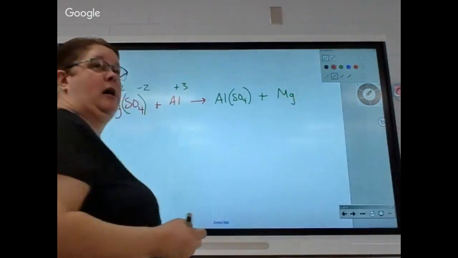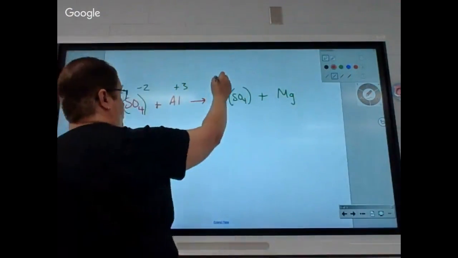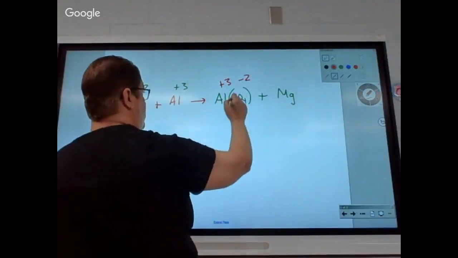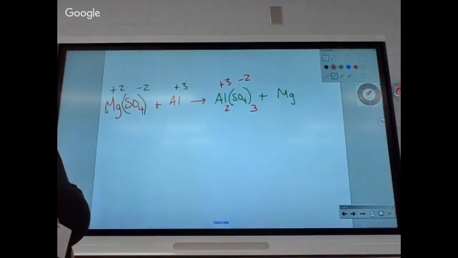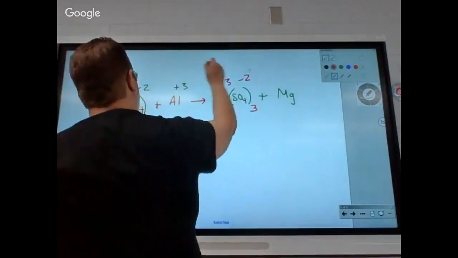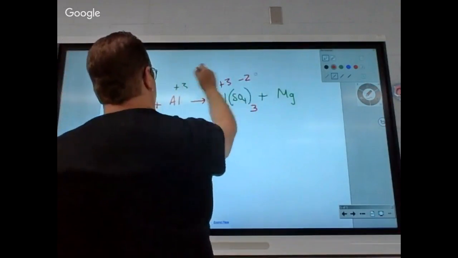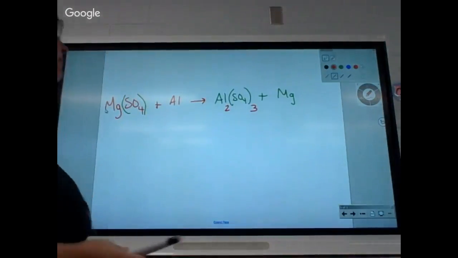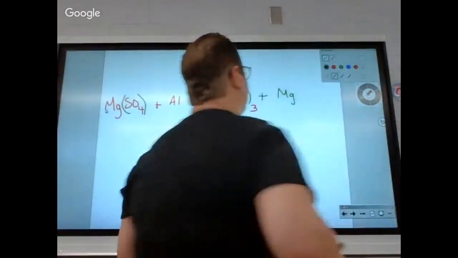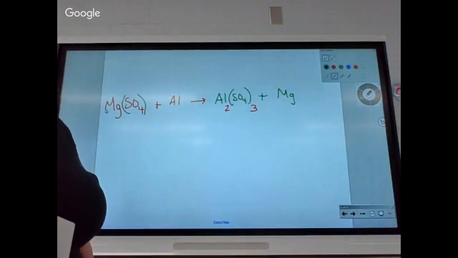So oxidation numbers on the compound, +3, -2. 2 comes down, 3 comes down. Mg by itself has no oxidation number shown, so I don't put anything on it. All right? Get rid of all of these. All we need to do now is do what? To balance, I guess.